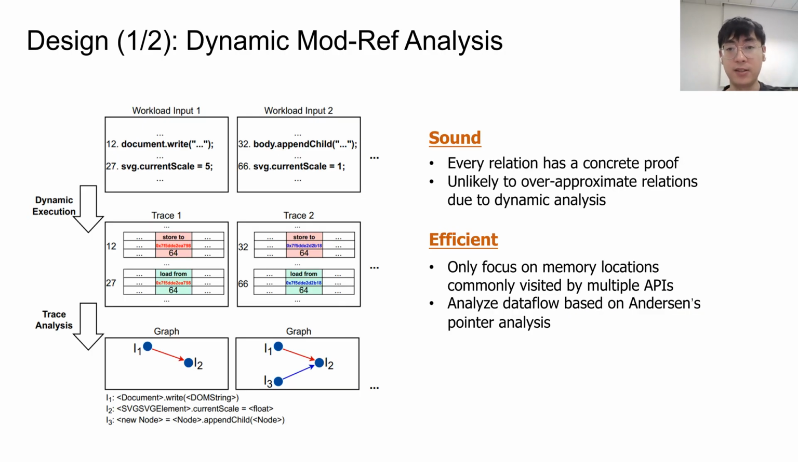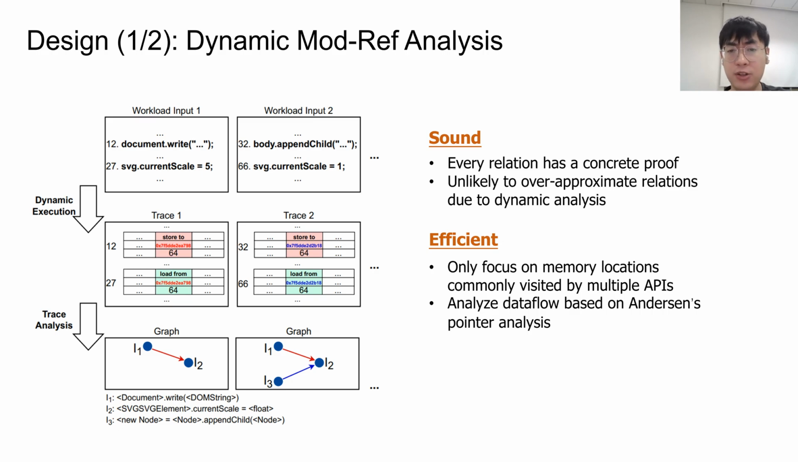Now we talk about some details of the two stages. The first is the dynamic mod-ref analysis. Basically, our approach is to use a custom instrumented browser to execute some workload inputs. So we can have some traces which record the way that APIs store or load memory locations. And based on that, we can build the mod-ref relations.